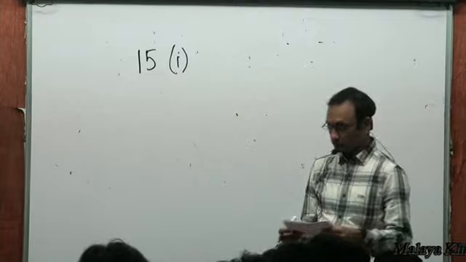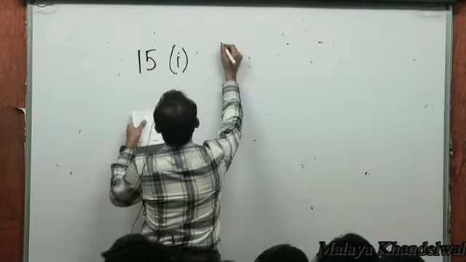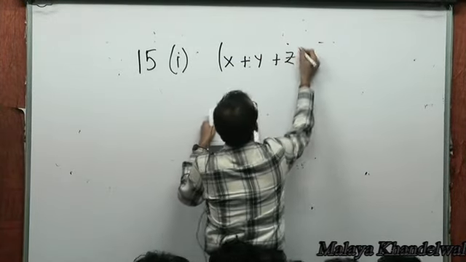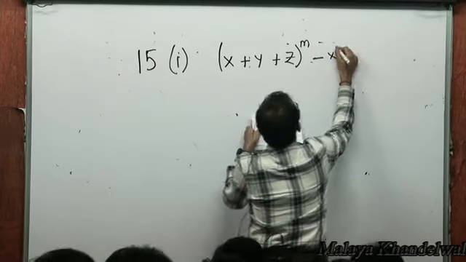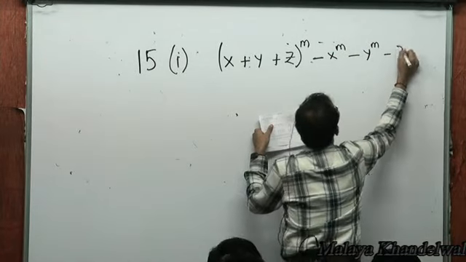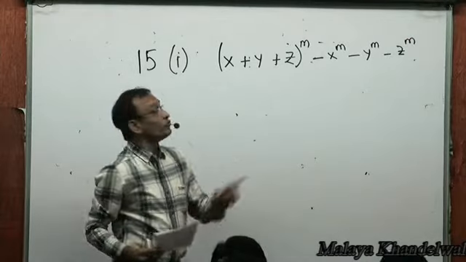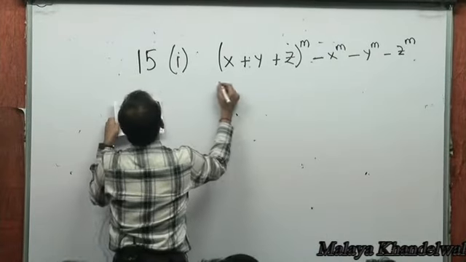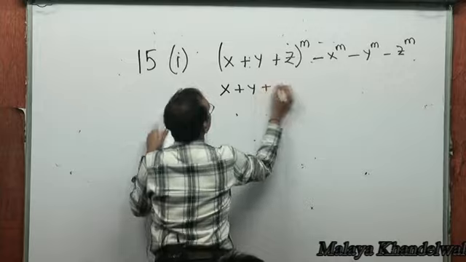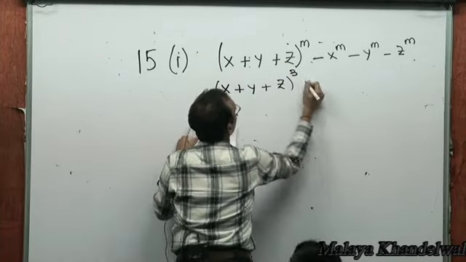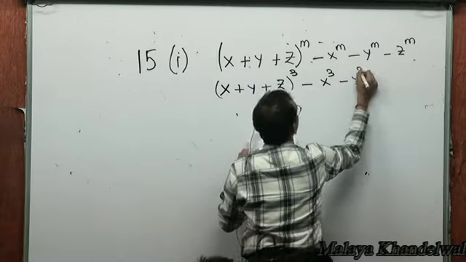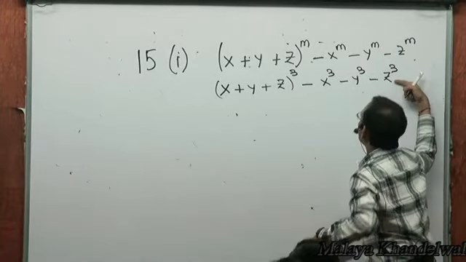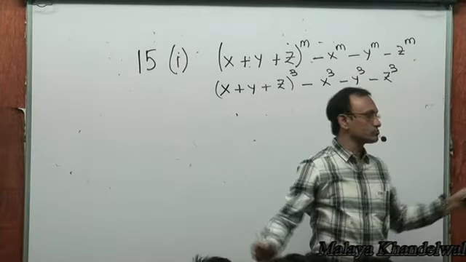Part 1. We want to show x plus y plus z to power m minus x power m minus y power m minus z power m, when m is odd. M is odd. We want to show that this expression would be perfectly divisible by x plus y plus z whole cubed minus x cubed minus y cubed minus z cubed. We want to show that if m is odd, this will be perfectly divisible by this. This is what we want to establish. Clear?